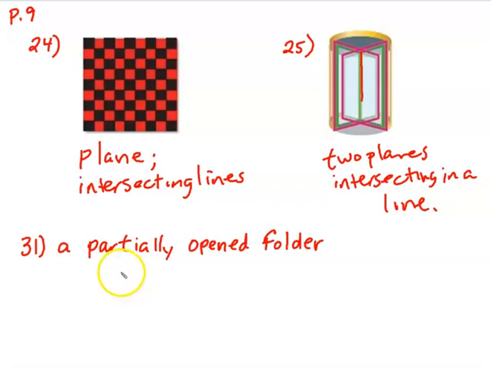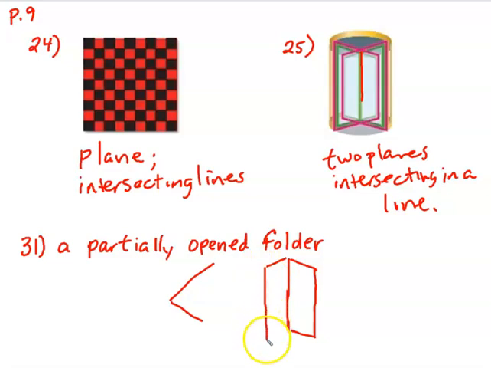So you don't have to draw these. Partially open folder. Maybe this is the fold. I'm not going to be real good artistically. So if it's not opened all the way, you might think of it like this. And this would really be two planes that intersect right here. So we would say intersecting planes, sort of like what we said up here, just worded a little bit differently.